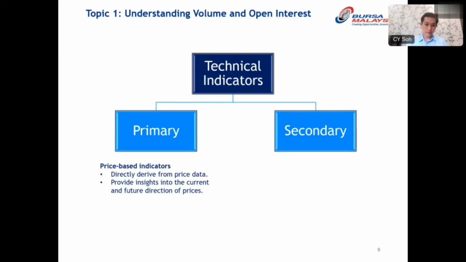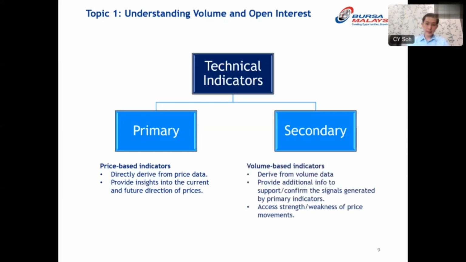They are used to identify trends, reversals, and even potential entry or exit points in the market. Examples of primary indicators include trend lines, support and resistance lines, moving averages, MACD, and RSI. All of these indicators use price as the basis of calculation. So these are primary indicators. Whereas for secondary indicators, there are actually a few types: volume-based indicators or strength-based indicators.